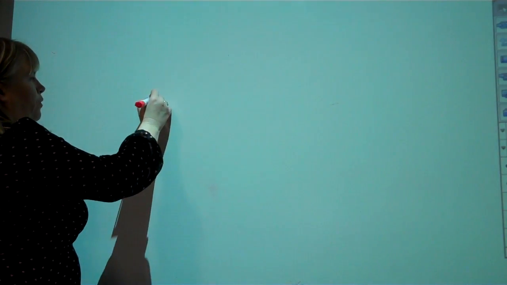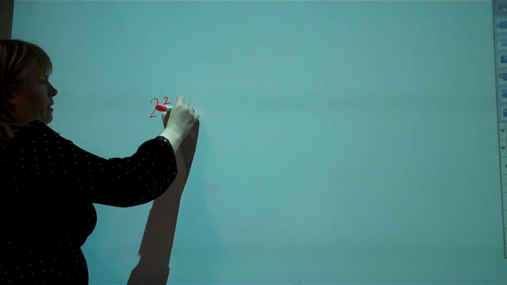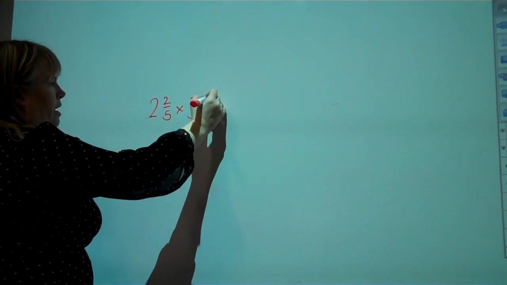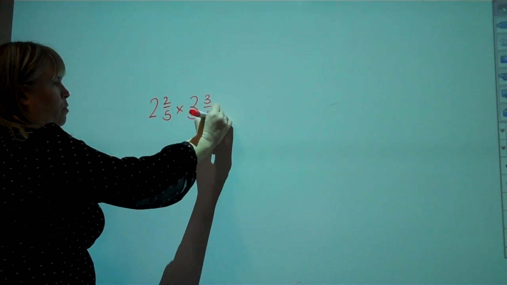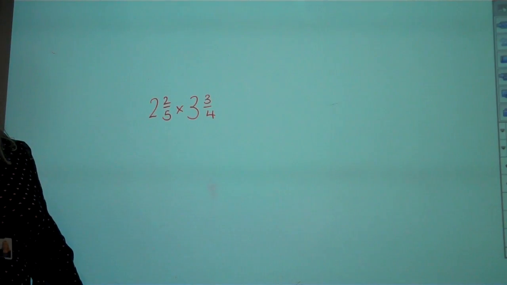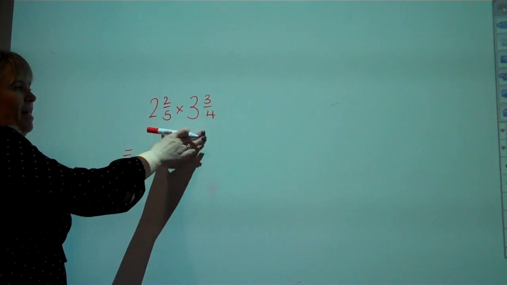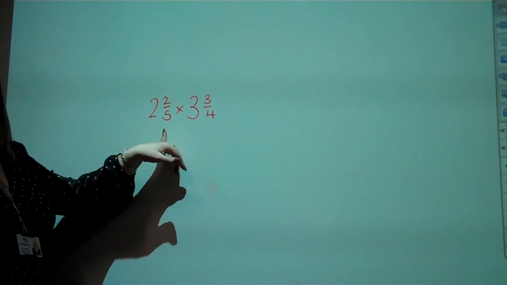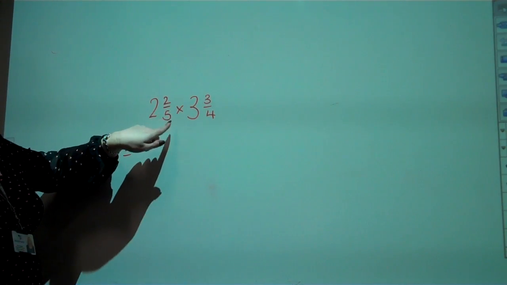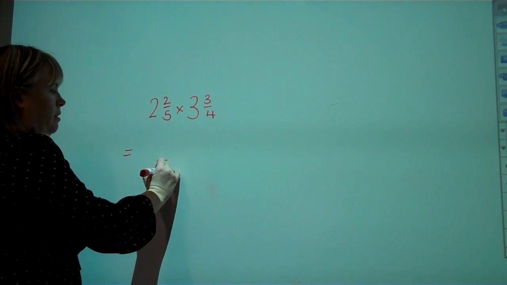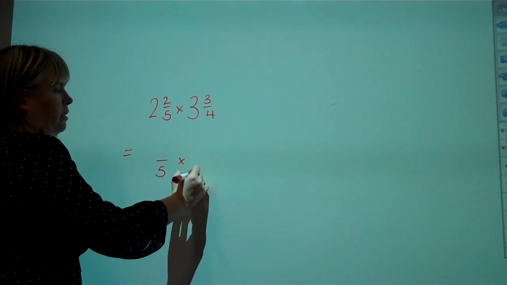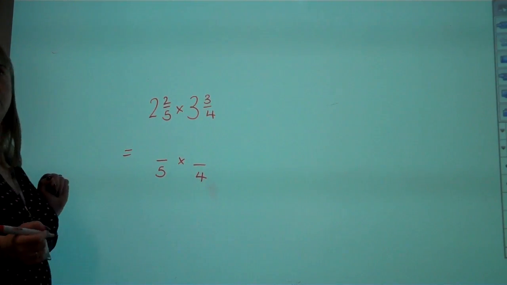So we will have 2 and 2/5 multiplied by 3 and 3/4. Okay, so to be able to multiply with mixed numbers, you have to turn them into improper fractions first. So we need to turn the first one into fifths and the second one into quarters.